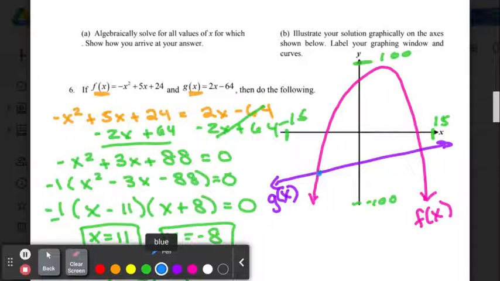So here I'm going to plot my two answers. Negative 8. When you plug in a negative 8, the y value is 80. If you look that up on a table on your graphing calculator, you would get the same thing. And this is (11, negative 42).